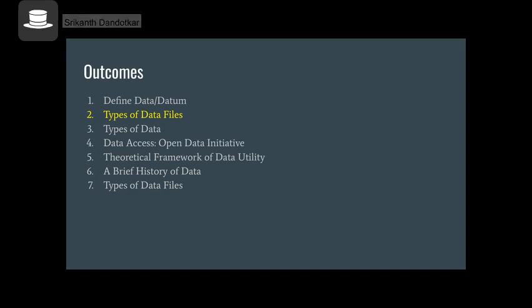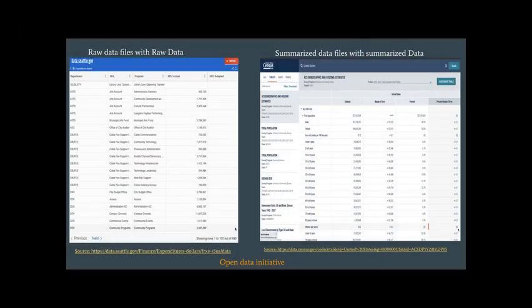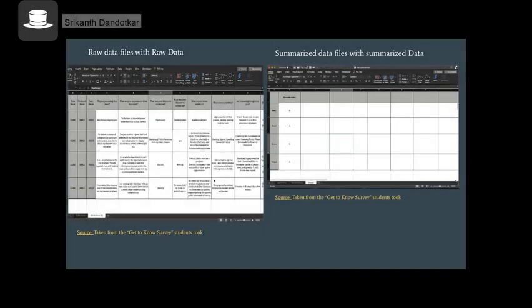Now that we have defined data, in the next slides, we look at the different types of data files. At a very fundamental level, you can define data files into two different types: data files with raw data and data files with summarized data. Now, what do you mean by raw data and what do you mean by summarized data?